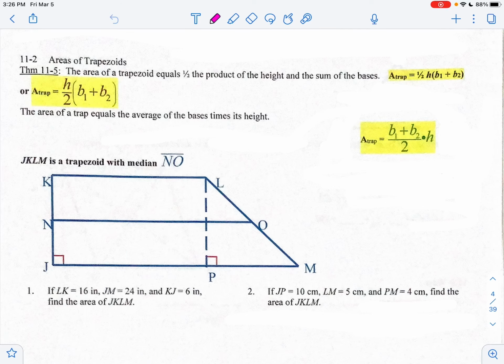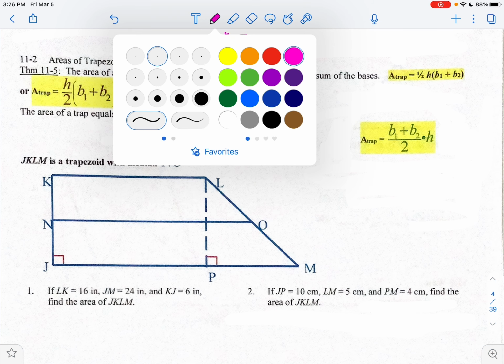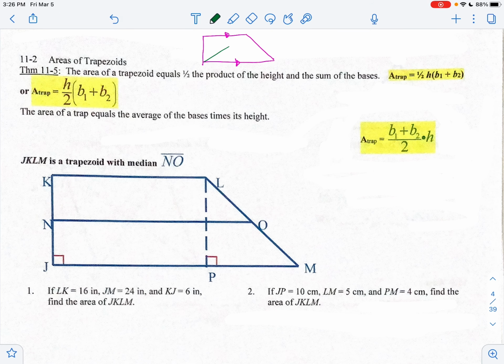We're going to take a look at area of trapezoids, and to show you where the area of a trapezoid comes from, if we draw a trapezoid, the definition of a trapezoid is that the top and the bottom bases are parallel to each other. For every trapezoid that you draw, you can divide it into two triangles.